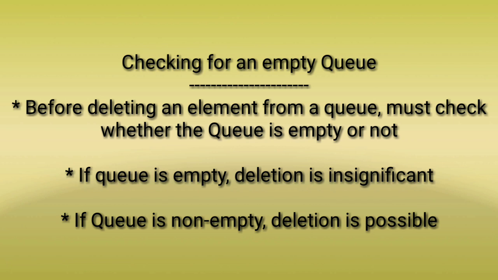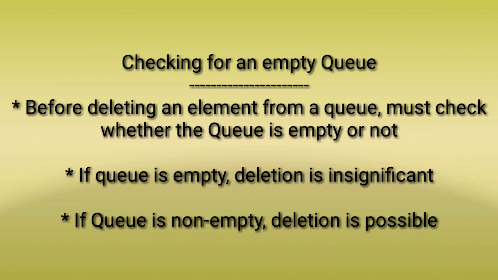If you want to delete an element from a queue or display its elements, it becomes mandatory to check whether the queue is empty or not. If a queue is empty, deletion is not possible. If there is no element in a queue, the deletion operation is not possible. Both of these operations become insignificant if the queue is empty. If the queue is empty, remove or traversal operation cannot be implemented.